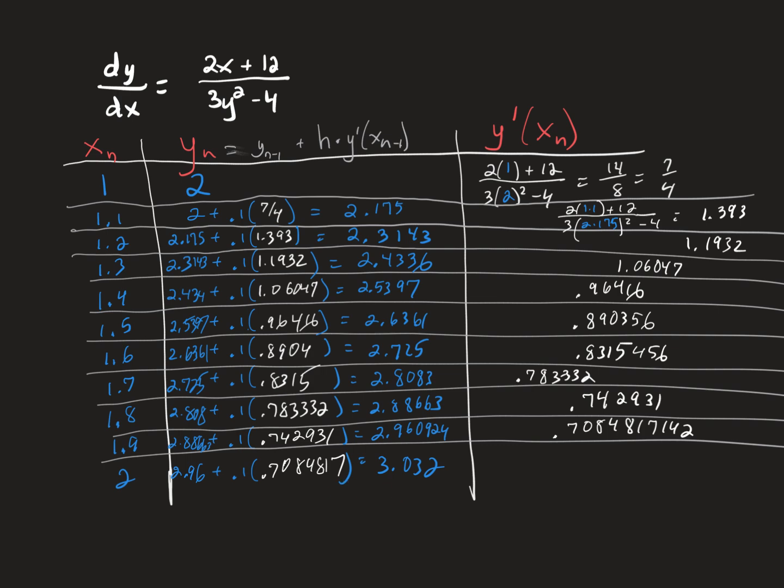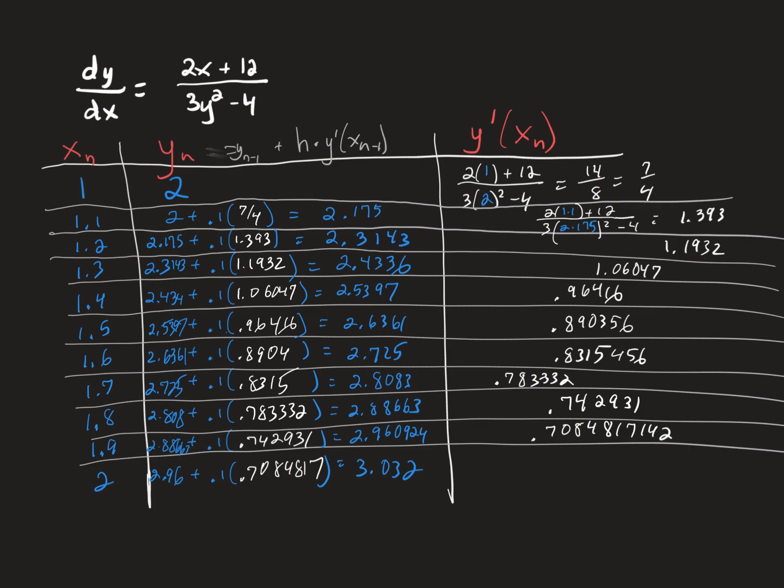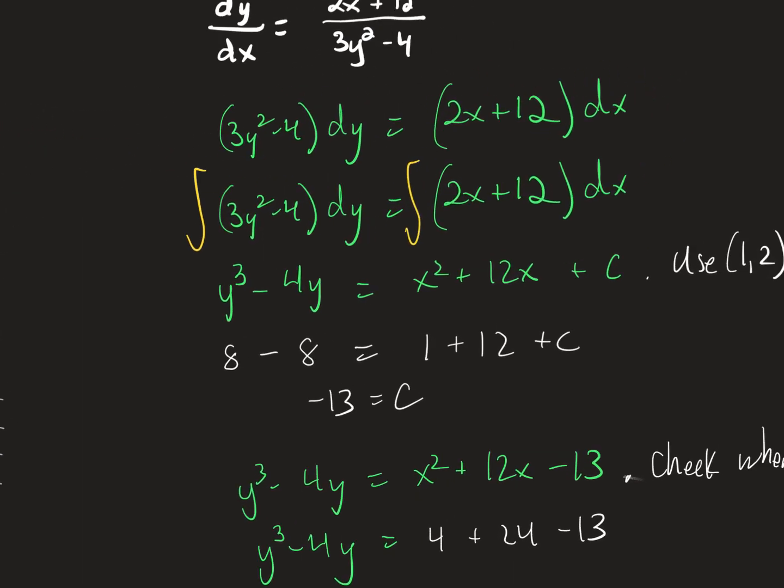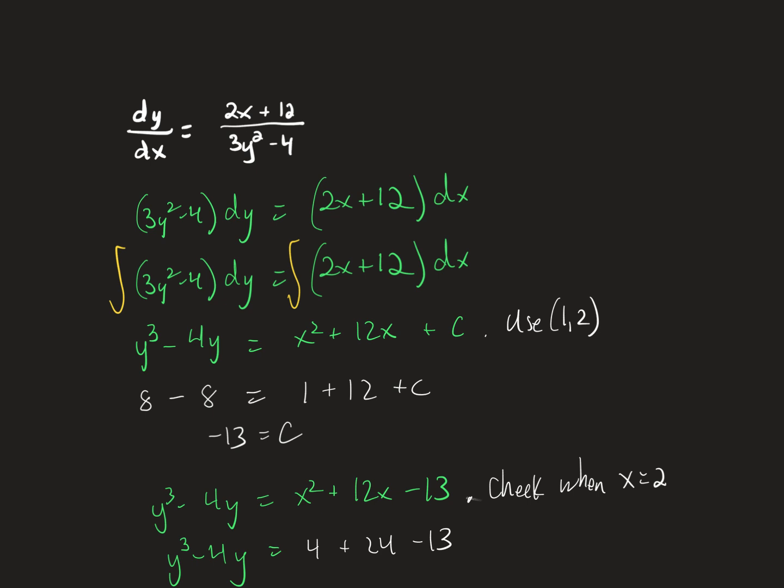All right, the next important part of this problem was doing the actual proof analytically. And so that looks like this. First, we do the separation of variables, and then we do the integral. And we can use the initial condition to find c when x is 1, y is 2. So c is negative 13.